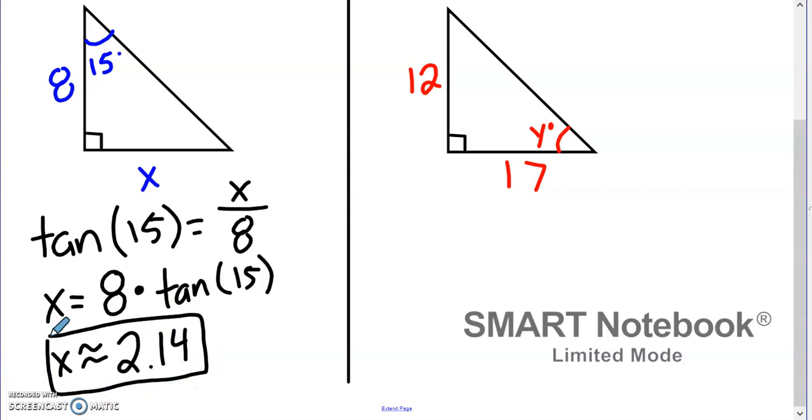One more. Here we go. So we have, in the example on the right-hand side in red, we're given the two side lengths, but we need to find the value. So we're still going to write it as we normally would. So it's the tangent of our angle, but our angle right now is y, is equal to the opposite over adjacent. So it's equal to 12 over 17.